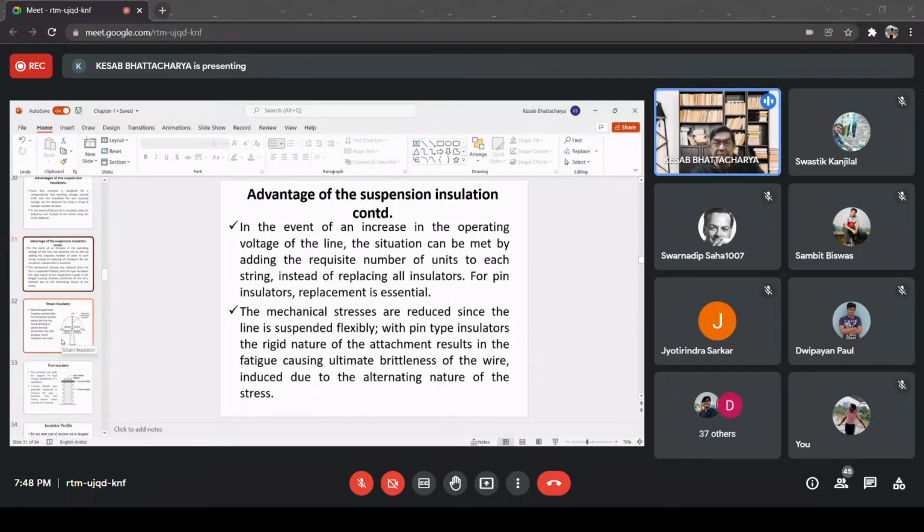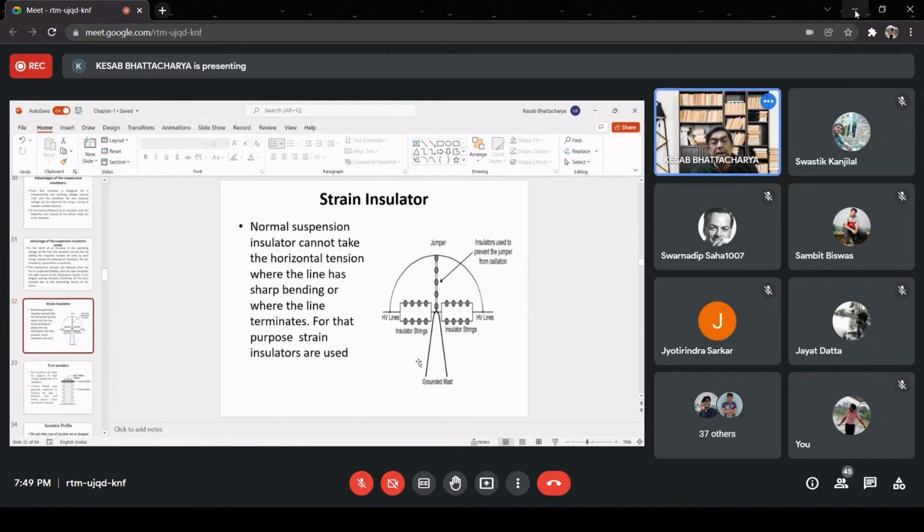This explains why, instead of using a single piece of pin type insulator, people always prefer using suspension insulators. Do you understand, or do you have any other question? Any question up to this point? Do you understand? Yes, sir. Okay.